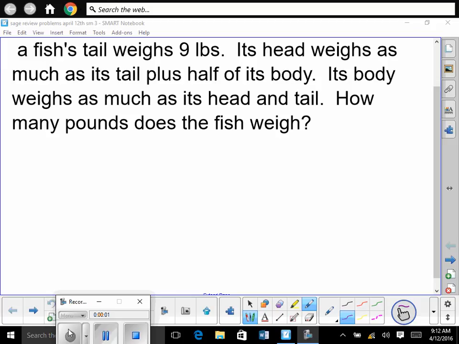3. So it says, a fish's tail weighs 9 pounds. Its head weighs as much as its tail plus half its body. Its body weighs as much as its head and tail. How many pounds does each fish weigh? When you read all that, yeah, it's a big jumbled mess. So you've got to take it in pieces.